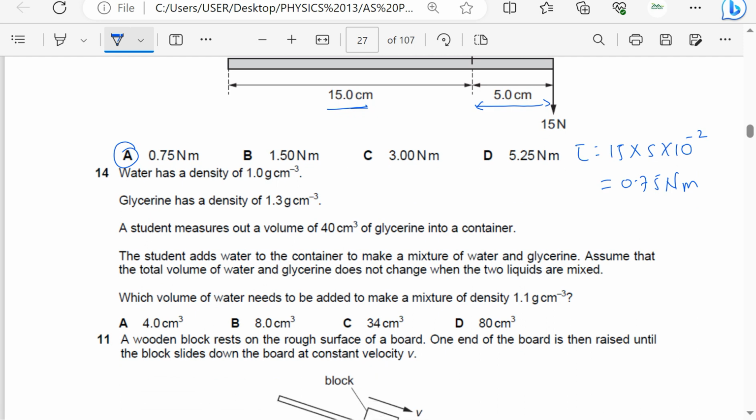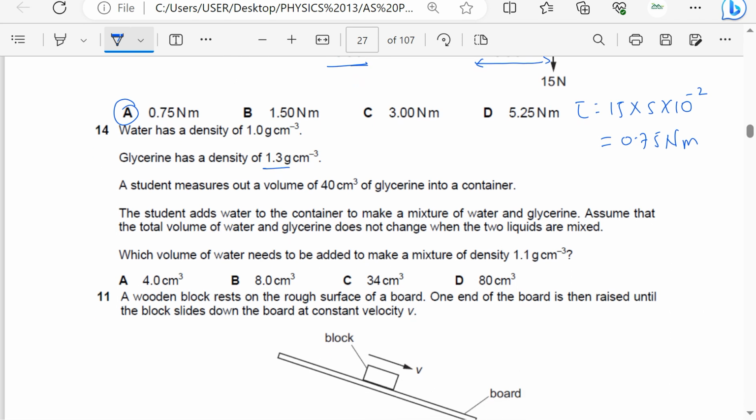Water has density 1 gram per centimeter cubed. Glycerin has density 1.3 gram per centimeter cubed. A student measures out a volume of 40 centimeters cubed of glycerin into a container. The student adds water to the container to make a mixture of water and glycerin. Assume that the total volume of the water and glycerin does not change when the two liquids are mixed.